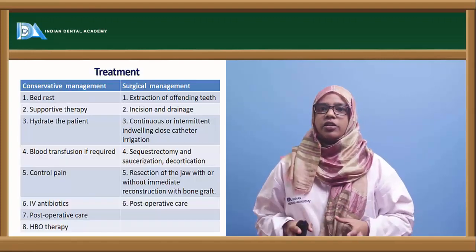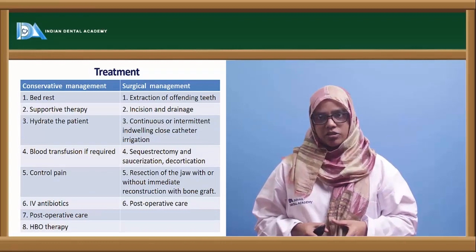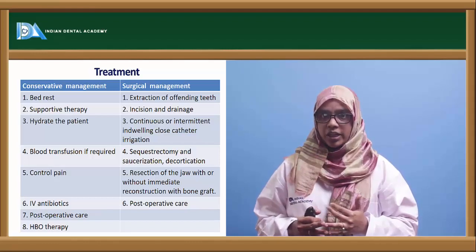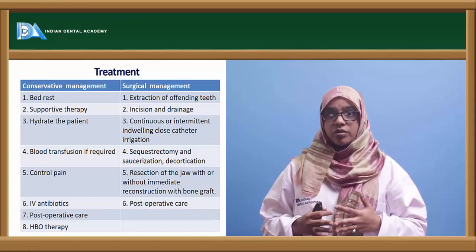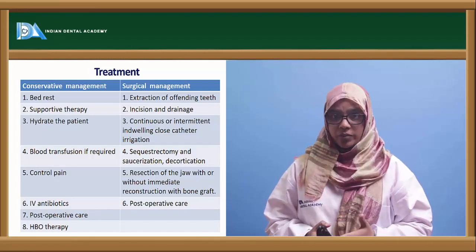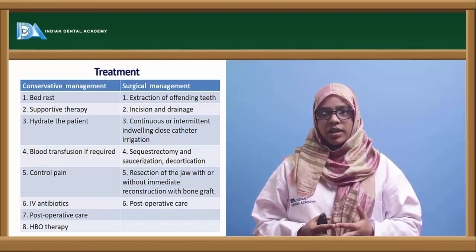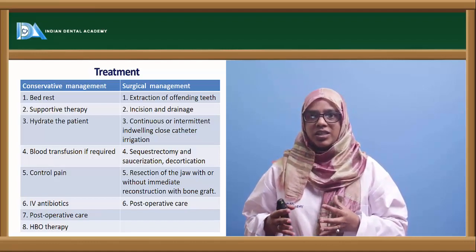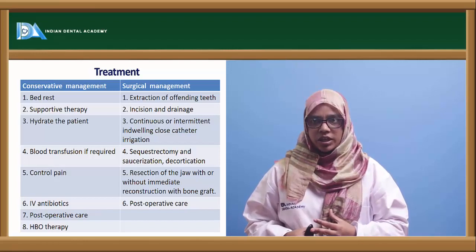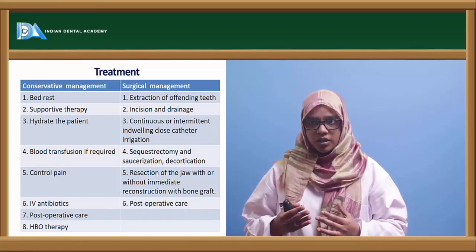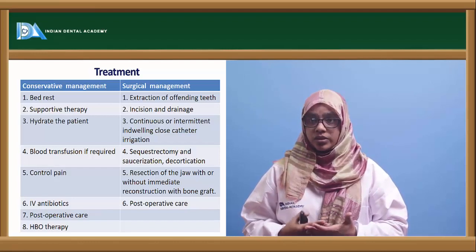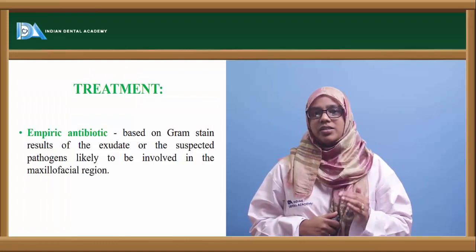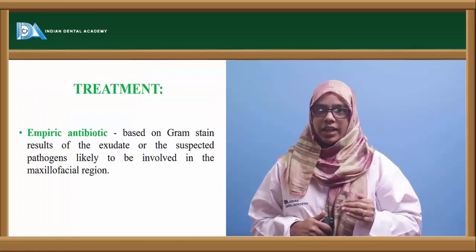It can be broadly divided into conservative management and surgical management. In conservative management, ask the patient to have bed rest, supportive therapy like good nutrition, hydrate the patient, blood transfusion if required, control of pain, start with IV antibiotics, and if required, do hyperbaric oxygen therapy. Surgical management includes extraction of the offending tooth, incision and drainage, then continuous intermittent use of irrigation, sequestrectomy, saucerization, resection and reconstruction. Now we start with the conservative management, that is the empirical antibiotic.